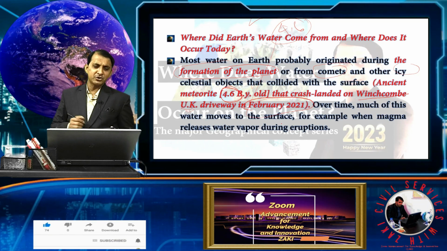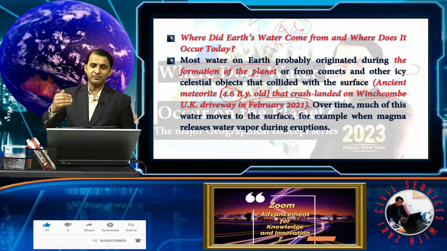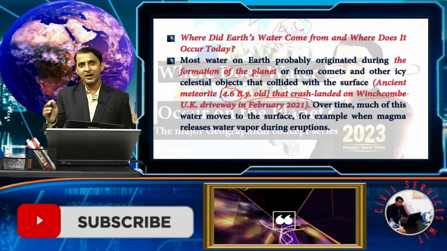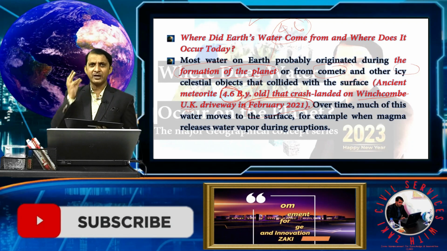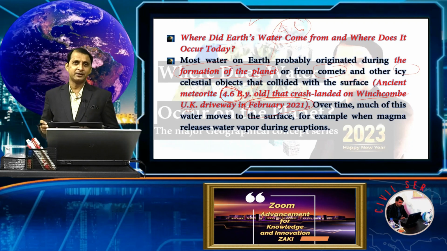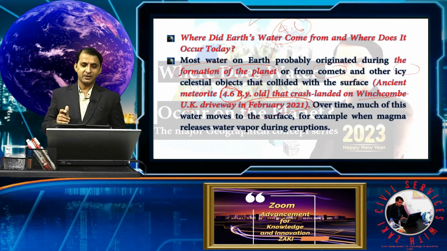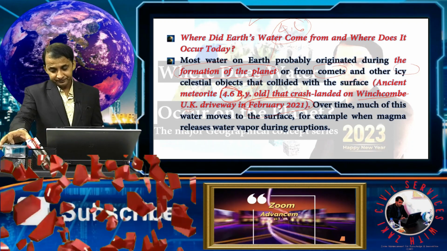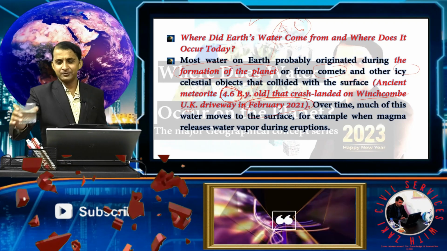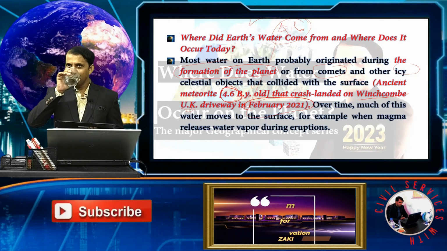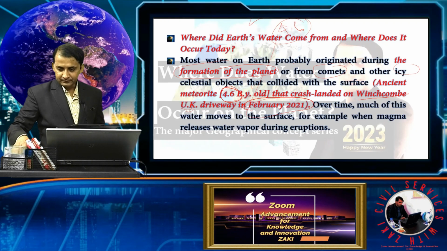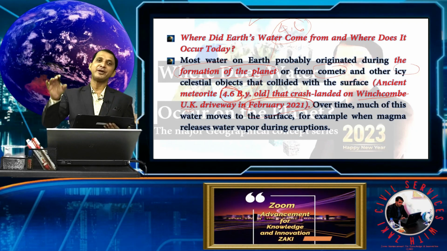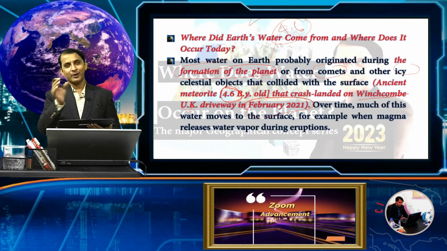Over time, much of this water moved to the surface, because after collision it went to the interior of the Earth, and after frequent volcanic eruptions it came out on the surface. And finally, as you know, when the Earth cooled and there was frequent rain, oceans formed, and then our different water settings formed on Earth.